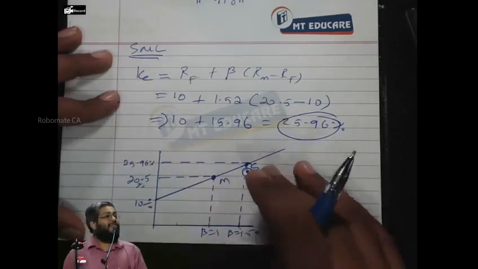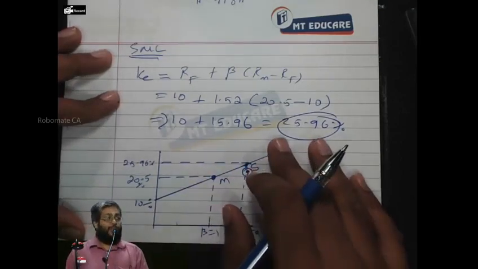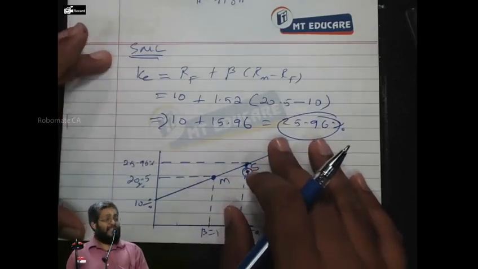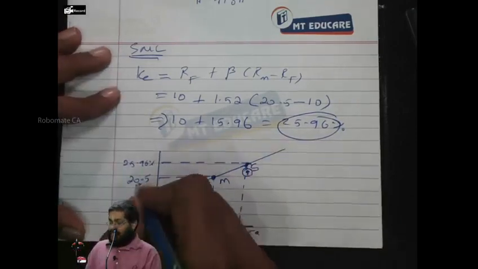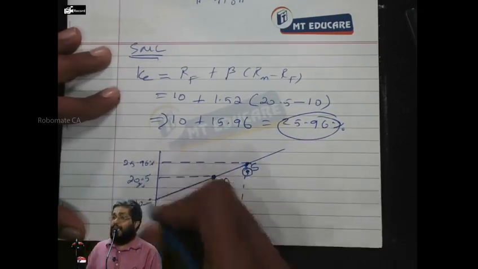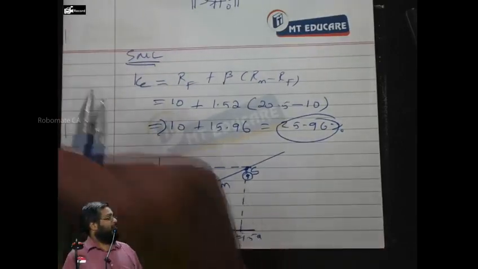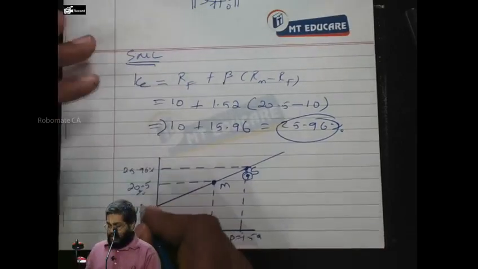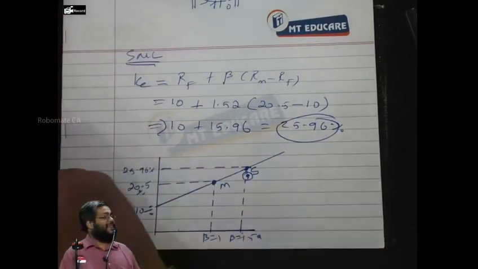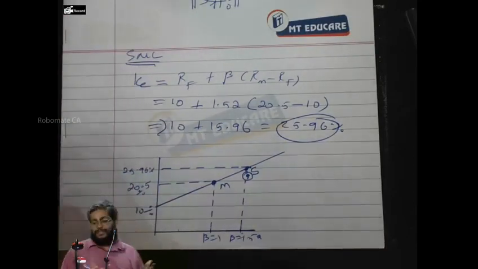Less return. This one has more risk, so we take more risk. But the SML is more scientific, because for this risk, if they are giving this much return, then for that risk they should have given so much return. Otherwise, we are going and investing in a risky asset. Combining RF has made my entire decision making very simple. Yes or no?